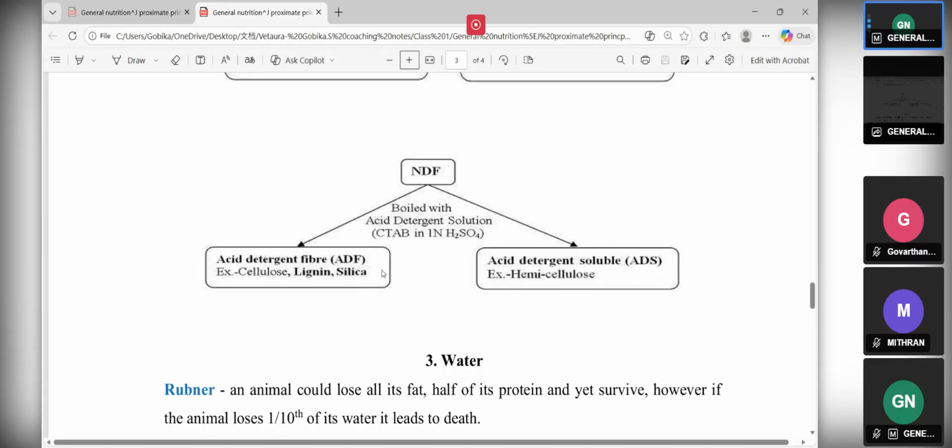The insoluble component will be termed fiber, that is acid detergent fiber. Even after boiling in acid detergent solution, it is not digested in the animal body. It mainly comprises cellulose, lignin, and silica. The acid detergent soluble part is hemicellulose.